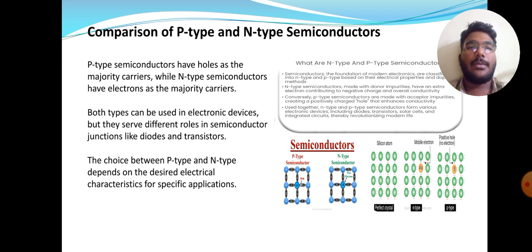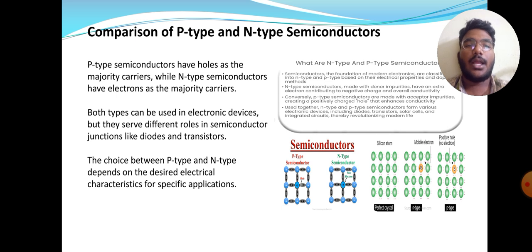Comparison of p-type and n-type semiconductors: p-type semiconductors have holes as the majority carriers, while n-type semiconductors have electrons as the majority carriers. Both types can be used in electronic devices, but they serve different roles in semiconductor junctions, like donors and acceptors. The choice of p-type or n-type depends on the desired electrical characteristics for specific applications.